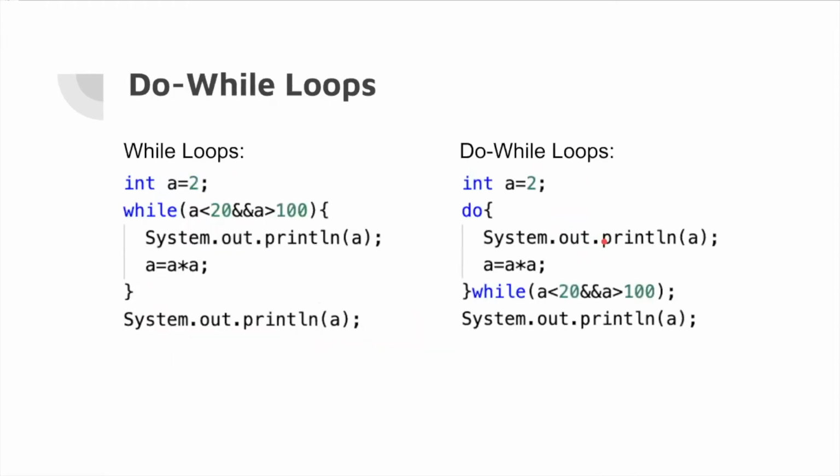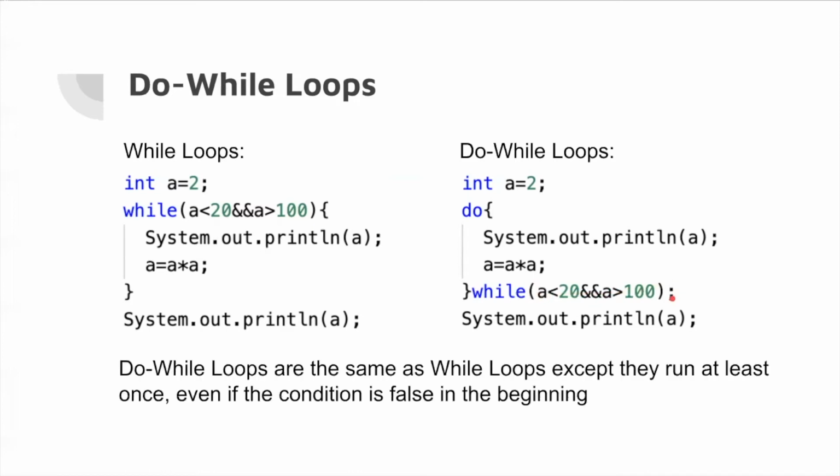All right, and then there's also do while loops. How you write them is write do, curly brackets, a block of code, and then after the closing curly bracket, write the while statement. So write while, parentheses, and then the condition, and at the end, put a semicolon. Do while loops are the same as while loops, except they run at least once, even if the condition is false in the beginning.